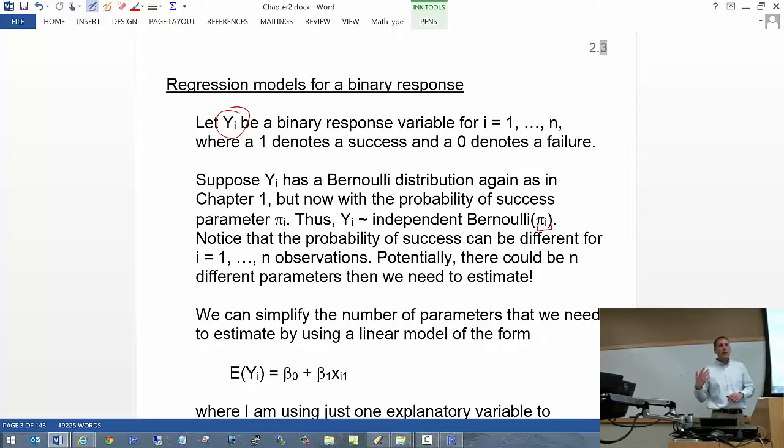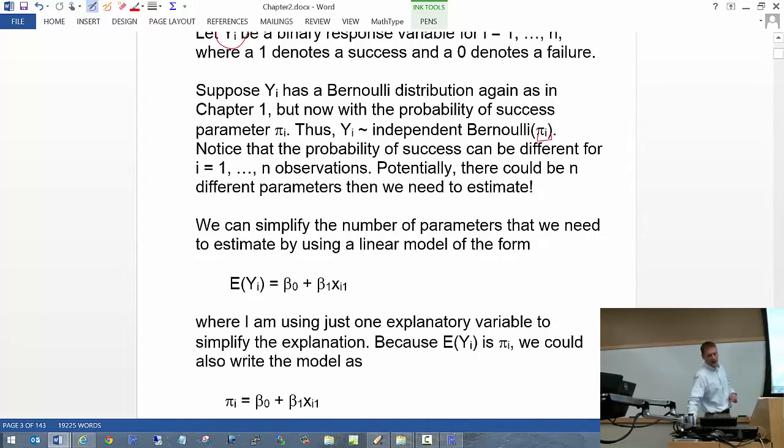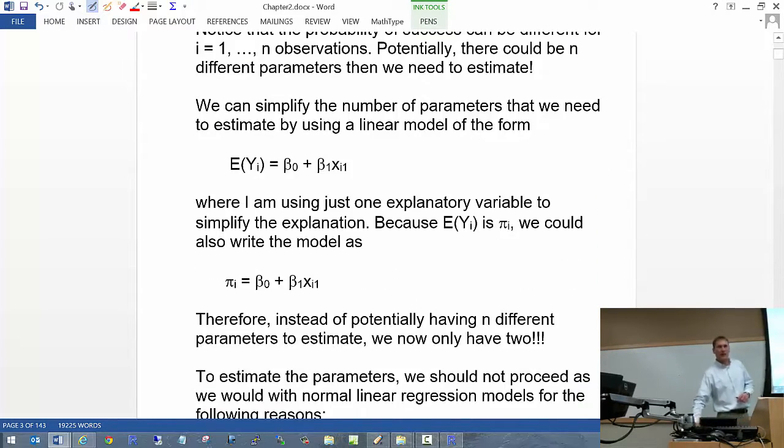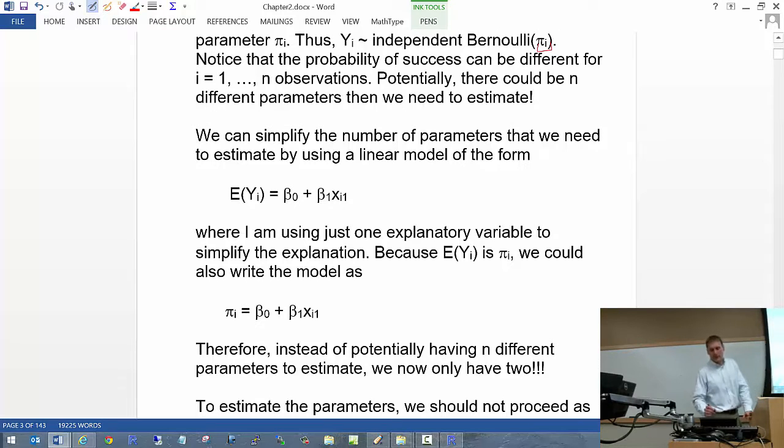Okay, but we can simplify things here so that we don't have to worry about n different parameters and have to estimate them all separately. You should think about, especially if you're a stat major, what the maximum likelihood estimate would be if you did have n parameters. You're observing either y equals 1 or y equals 0. Think what pi hat sub i would be if you had to treat it like that.